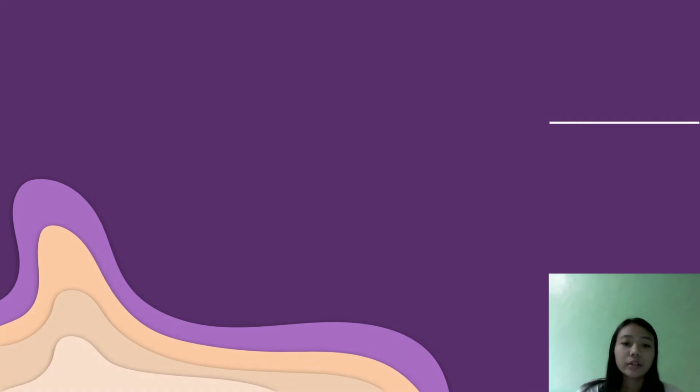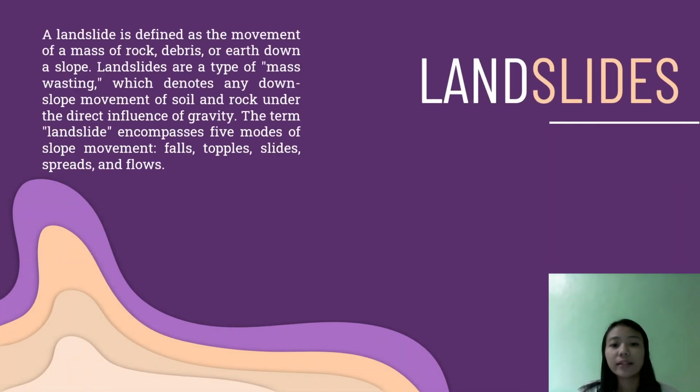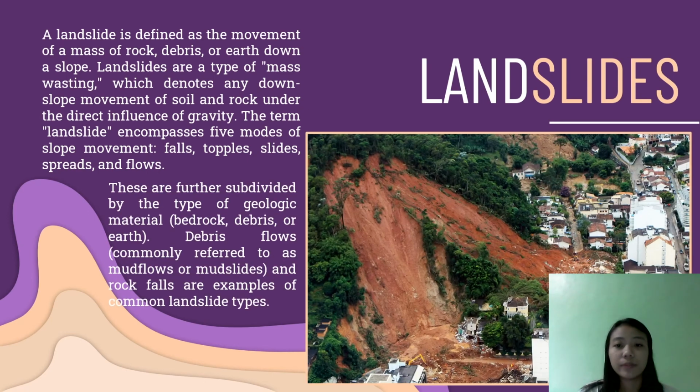The other secondary effects are landslide and fire. A landslide is defined as the movement of a mass of rock, debris, or earth down a slope. Landslides are a type of mass wasting, which denotes any downslope movement of soil and rock under direct influence of gravity. It mostly occurs when an object is released from one's grip, it yields to the pull of gravity and must come down. Slope failures mostly happen when it changes from stable to unstable condition.